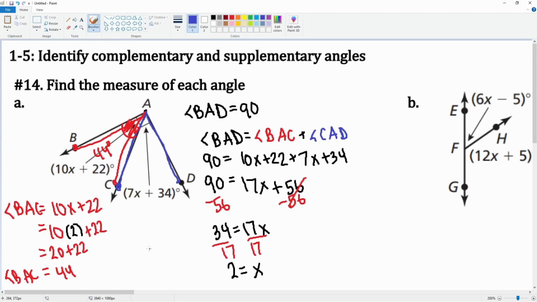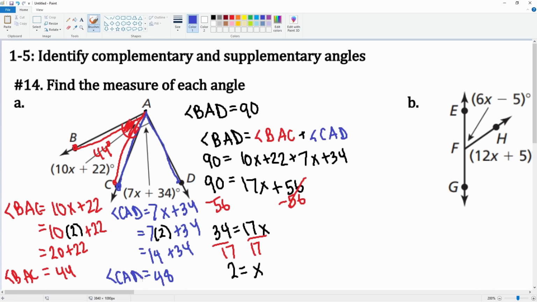Then we have the angle here of CAD, which is equal to 7x plus 34. We plug in the x of 2. 7 times 2 is 14. Adding that to 34, that gets us 48. That is what angle CAD is. Does that work? No, that's wrong. Something's wrong. This is 44 plus this is 48. So this is wrong.